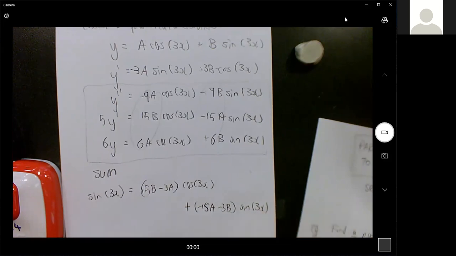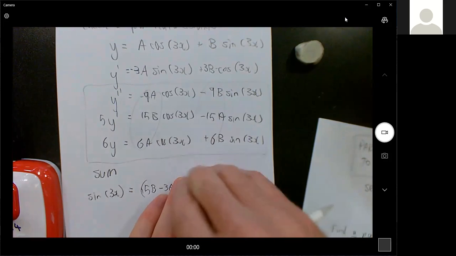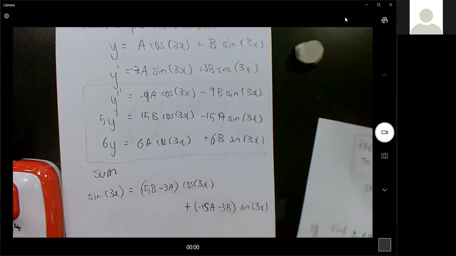Okay, so the functions cos 3x and sine 3x. I'm just going to stop for a second. It's not cheating. Good.